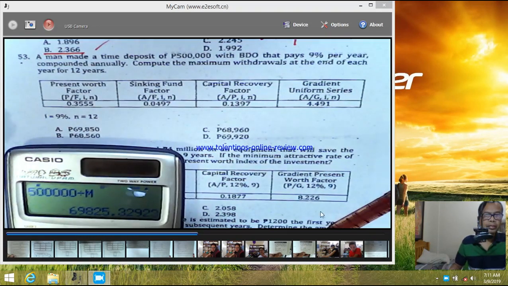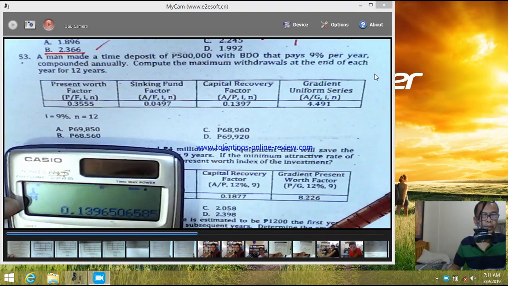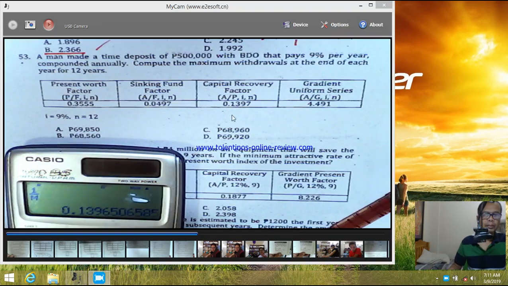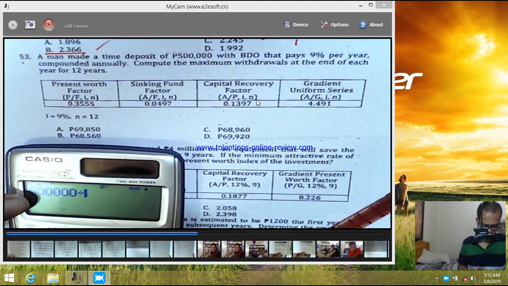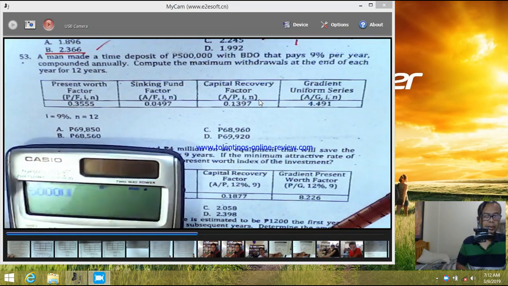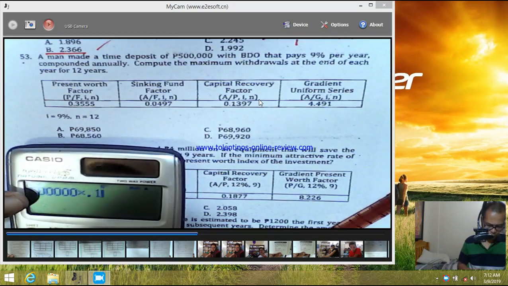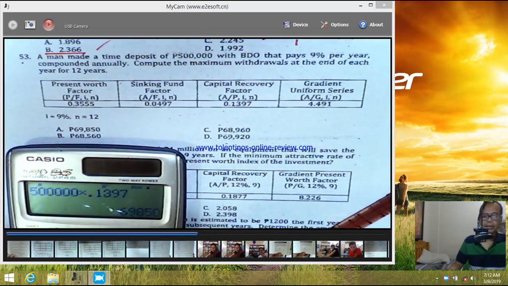Now, these factors, you can get them with just 1 divided by m. So, that is 0.1397. This is the closest, so this is what you will use. So 500,000 times 0.1397 gives you 69,850.